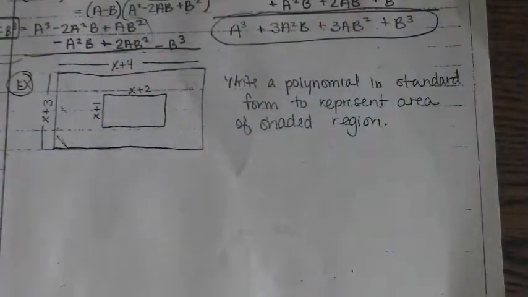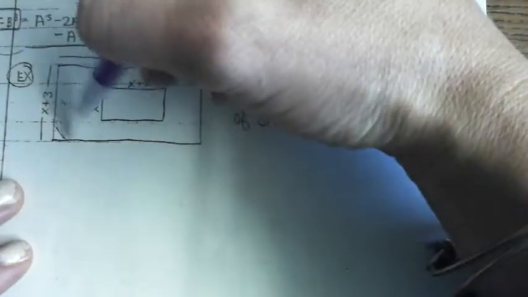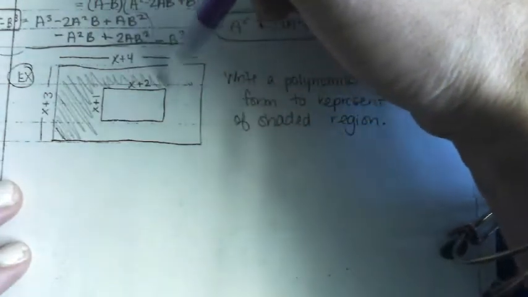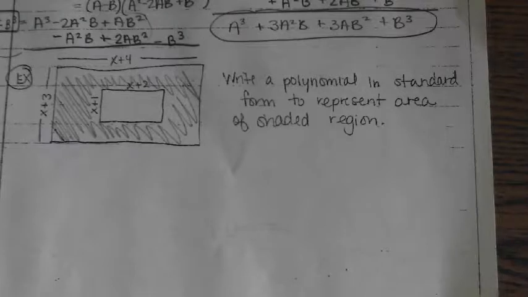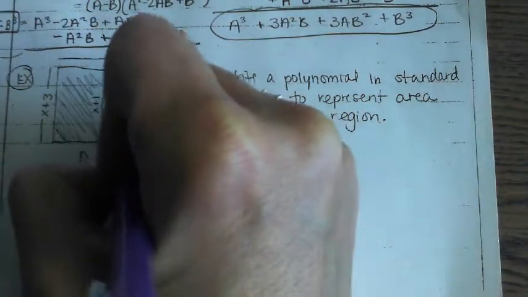Here's an application problem. So this is supposed to be the shaded region. So shade in between these two rectangles. And we want to write a polynomial in standard form to represent the area of the shaded region. Okay, so how are we going to calculate the area of a shaded region that kind of looks like this? Kendall, any idea? Good. A little bit of geometry. So the area of the big minus the area of the small.